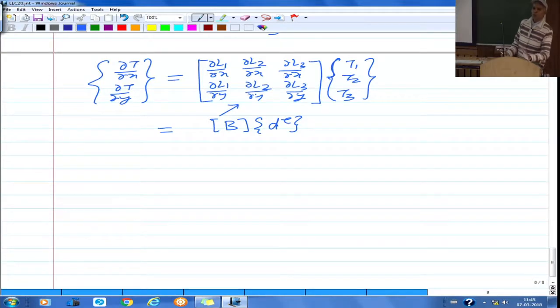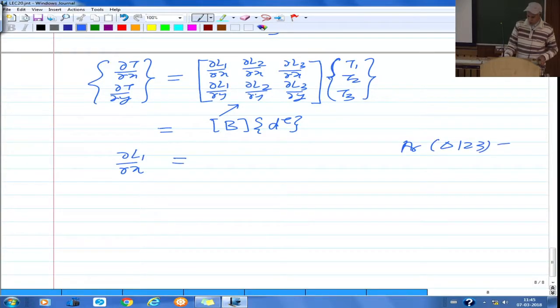Now, before substituting this into the integral functional, let us look at what these derivatives are. So, if I want to evaluate del L1 by del x, as per the definition, L1 is area of the triangle P23 divided by area of the triangle 123. Because that is a constant quantity within the element, let us say area of the whole triangle 123 is A.